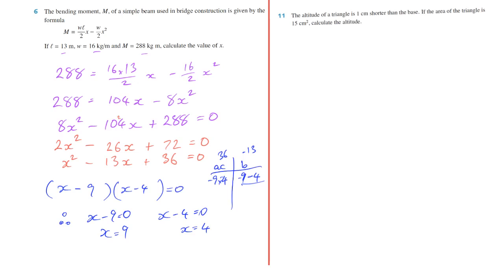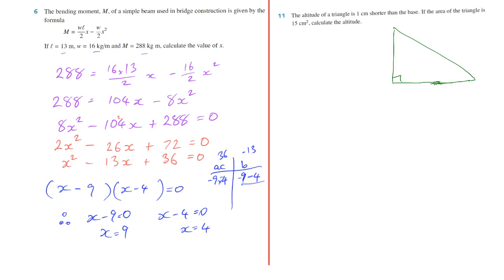Now the other question I've chosen to show you is question 11. And this is an example where you're given a question and it talks about a shape. Don't just think about it, draw the shape. It says the altitude of the triangle is 1 meter shorter than the base. Well, it's talking about the height of the triangle and it's talking about the base. And it says the altitude is 1 unit shorter. Now, your diagram doesn't have to be completely accurate. I've tried to make the altitude a bit shorter than the base, but that really doesn't matter.